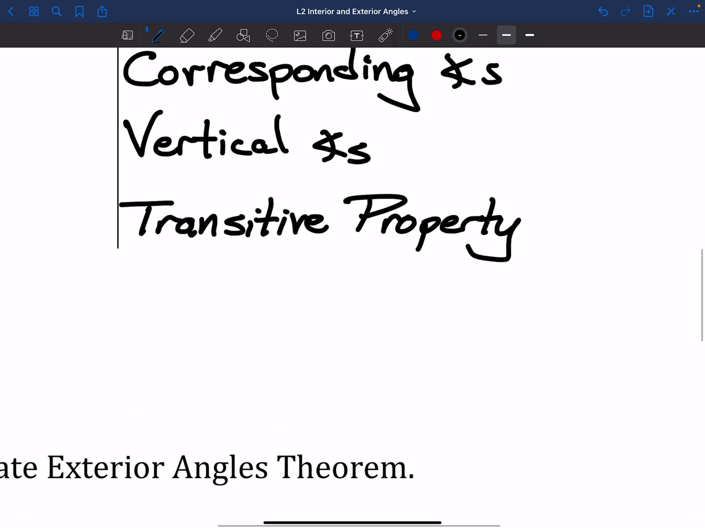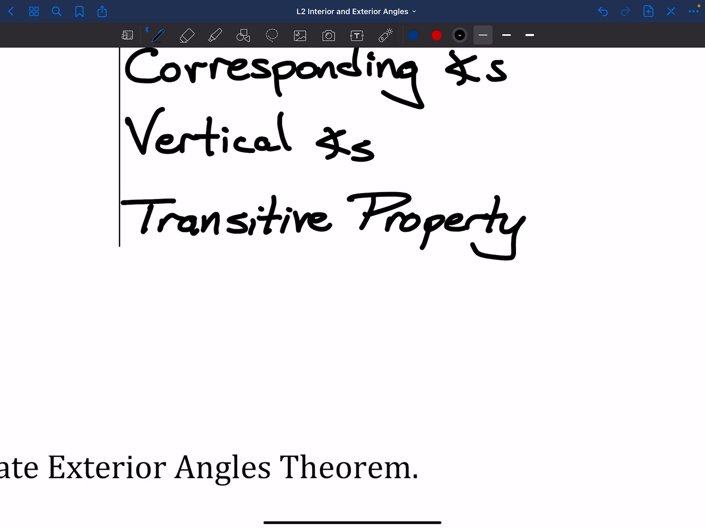The more technical way of talking about it, which I'll write in here real quick, is that if A equals B and B equals C, then A equals C, right? So if two things equal the same thing, then they equal each other, right?